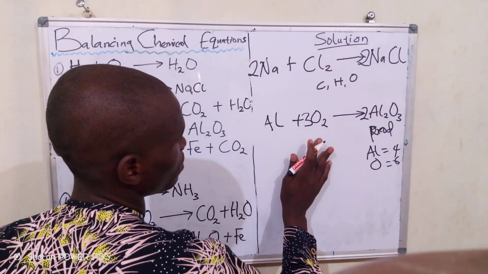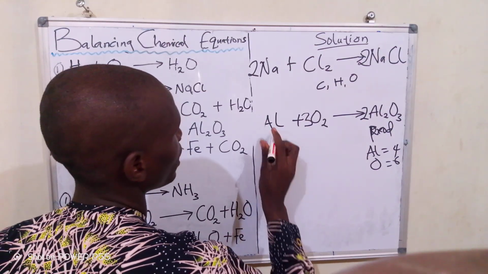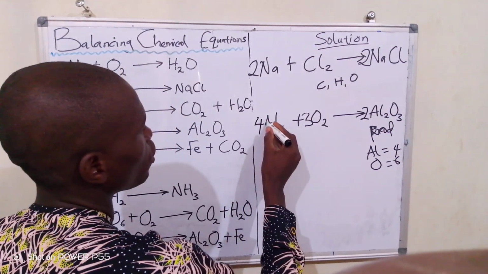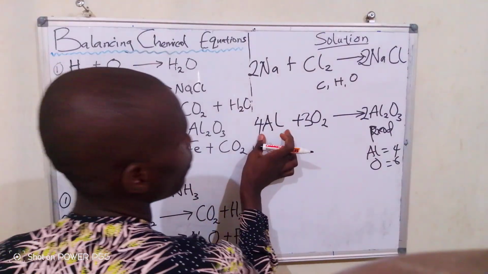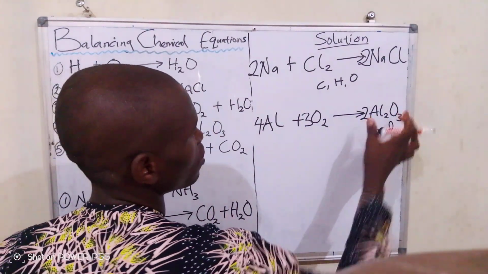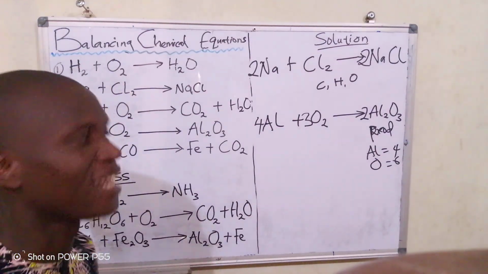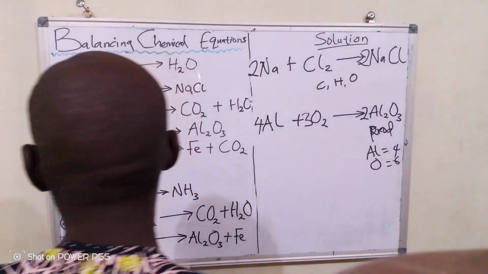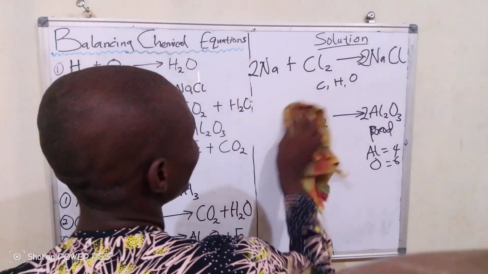Balance. Oxygen is balanced. Aluminium, how do we make it 4 here? Add 4 here. Equation balanced. So we have 4 aluminium atoms, 4 aluminium atoms, 6 oxygen atoms, 6 oxygen atoms. Equation balanced. So let's now go to the bigger one.